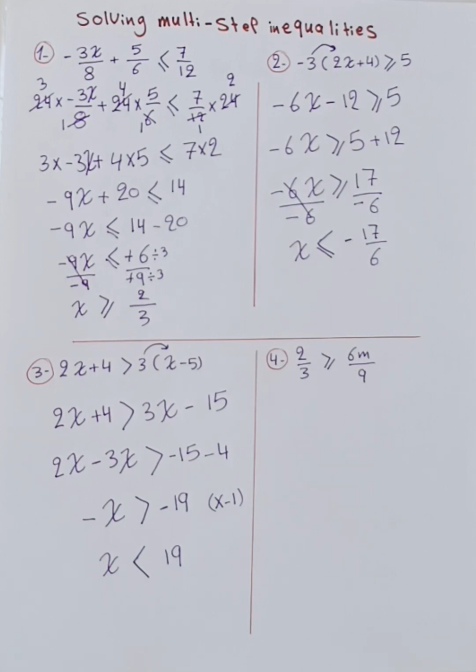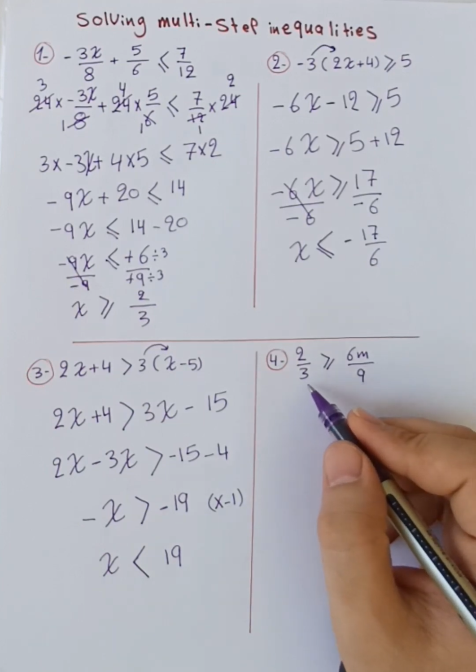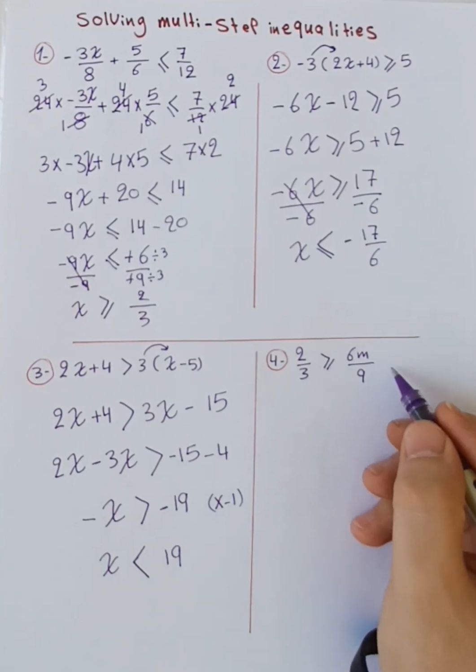Example number 4: we have 2 over 3 greater than or equal to 6m over 9. First of all, you have to find the least common multiple for the denominators 3 and 9. The least common multiple for 3 and 9 is 9.